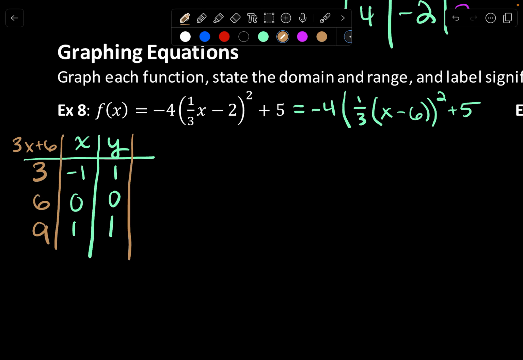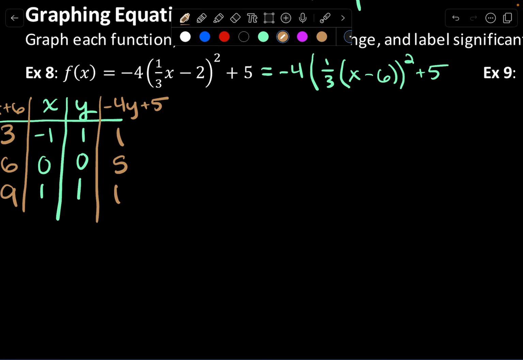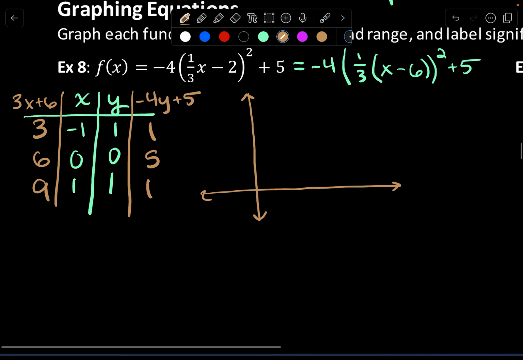And then for the y values, we're going to multiply with -4, and then we're going to add 5. When we plug in 1, we get 1. Plug in 0, we get 5. Plug in 1, we get 1 again. So now from here, we'll do a quick sketch. We're mostly in quadrant 1. So we'll have, looks like, (3, 1), and then (6, 5).